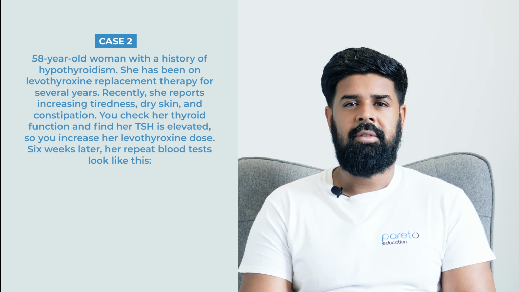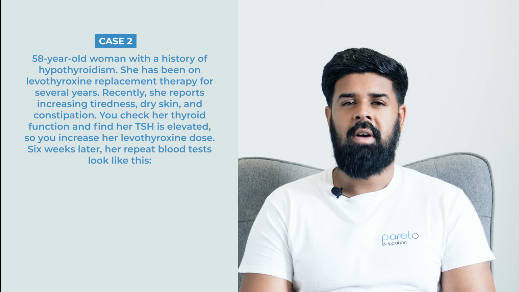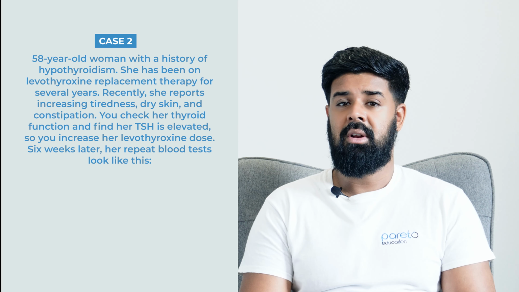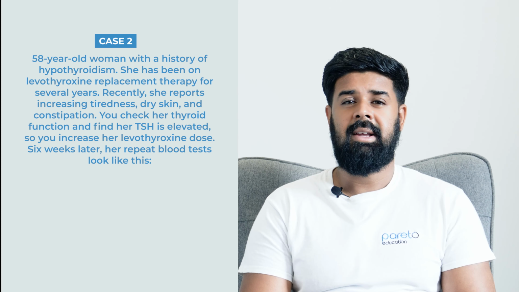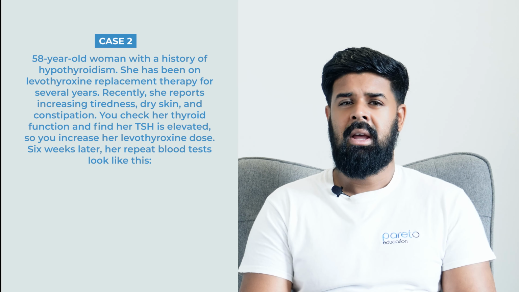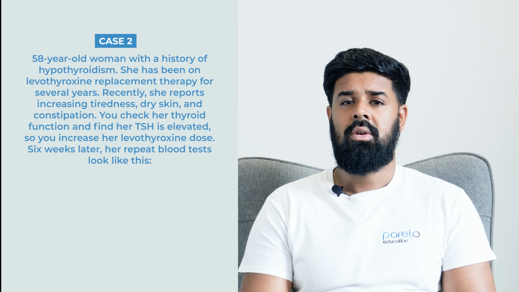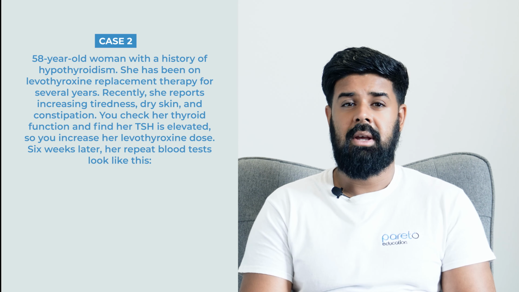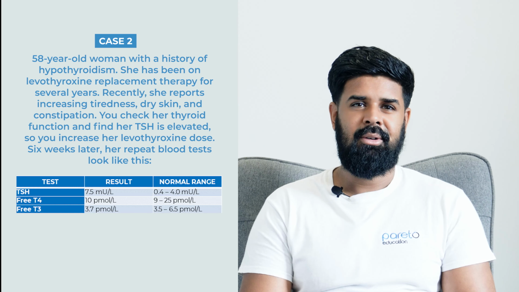In this case, we have a 58-year-old woman with a history of hypothyroidism. She has been on levothyroxine replacement therapy for several years. Recently, she reports increasing tiredness, dry skin, and constipation. You check her thyroid level and find her TSH is elevated, so you increase her levothyroxine dose. 6 weeks later, her blood tests look like this. Have a pause of the video to see what you think.